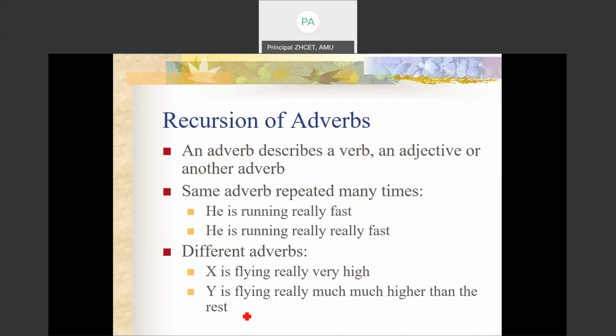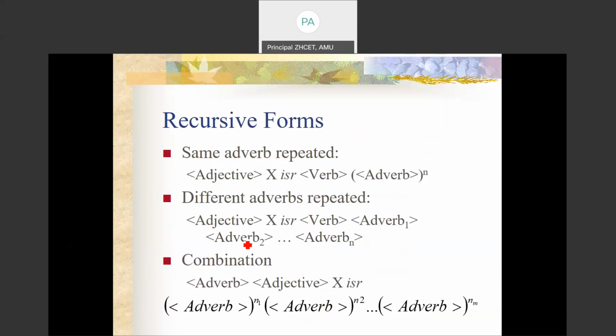So there is so much scope for using precisiated natural language. These are all unprecisiated forms, like really much, much higher. So you need to precisiate them. For the same adverb repeated, what should be its syntax? Adjective X is R, verb, adverb, n times. Different adverbs repeated: adjective X is R, verb, adverb 1, adverb 2, and so on, adverb n, and some of them may be powers. Combination: adverb, adjective, X is R, adverb to the power n1, adverb to the power n2, adverb to the power nm, and so on. Right?